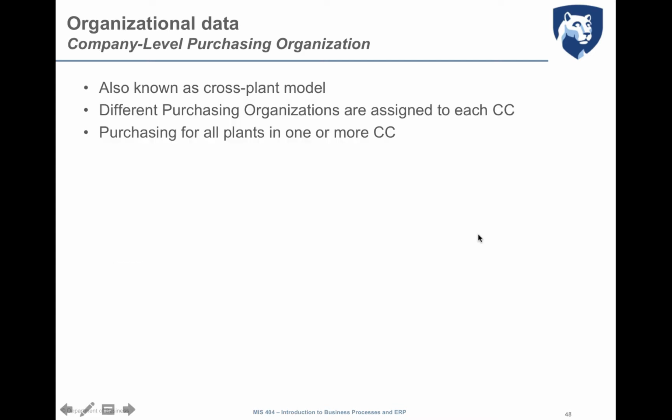If we switch to the company level purchasing organization, also known as the cross-plant model, a single purchasing organization is responsible for multiple plants in one company code. This approach is less centralized than the enterprise level model because, in this model, the purchasing organization is assigned to both the plant and the company code. So it is responsible for purchasing for both the plant and also the company.